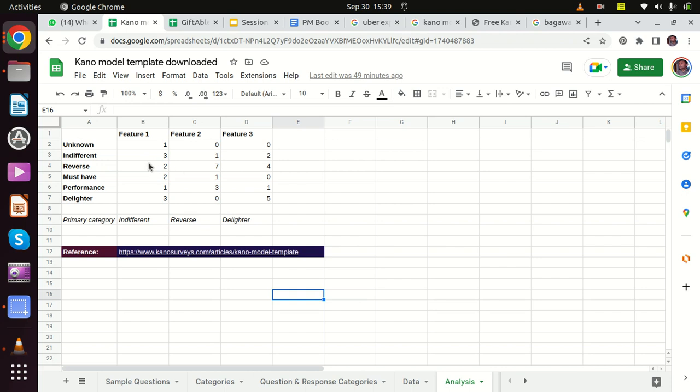Or these indifferent features. 3 people have said feature 1 is indifferent. Don't end up doing an indifferent feature and a reverse feature, and in the process miss out your must-have or delighter feature. So this is how you do the tabulation. The good thing about this template from this website is that all this tabulation in this spreadsheet is done automatically. I've just used the same thing and did a little bit of coloring and given this explanation in this video.